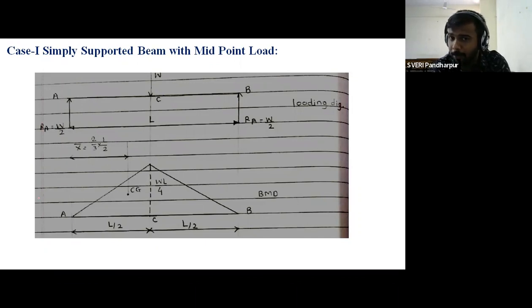So first diagram will be the loading diagram, and below that there is a bending moment diagram. How to draw the bending moment diagram, you know from chapter number 5. Reaction calculation, then SF calculation, then SFD, then BM calculation, and then BMD. But here the shear force diagram is not required. Directly we can shift to the bending moment diagram. If you see the loading diagram, the beam is supported at points A and B, and there is a point load at point C, that is the center.